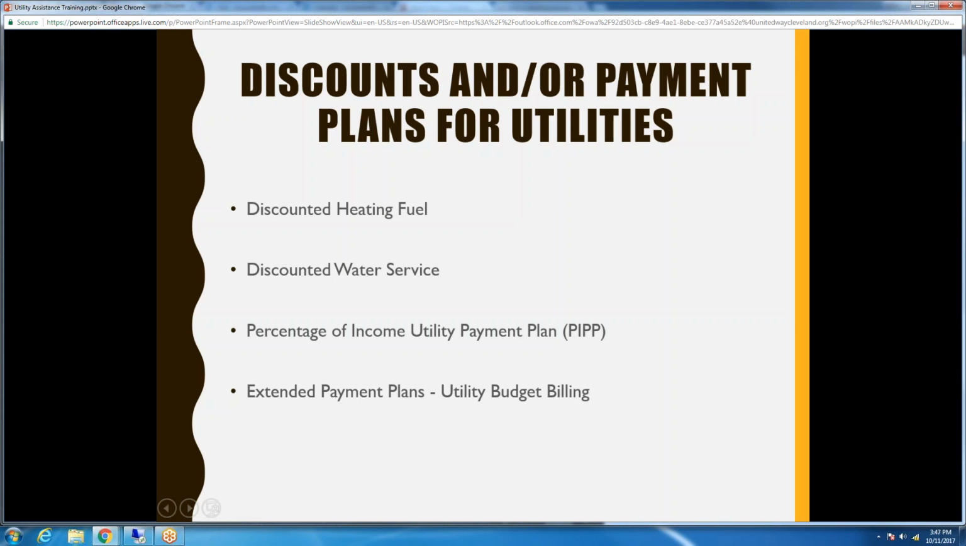PIP is just the old name of it. Then there's extended payment plans, which use the utility budget billing. This is actually housed with PUCO, and it's utility companies that offer a levelized payment plan under which the utility predicts what future bills will be for a customer based on the prior year's bills and anticipated charges going forward. Basically, the customer pays a level amount each month, and if at the end of the budget year the amount paid under a budget billing plan is more than the actual charge, then the customer gets a credit.